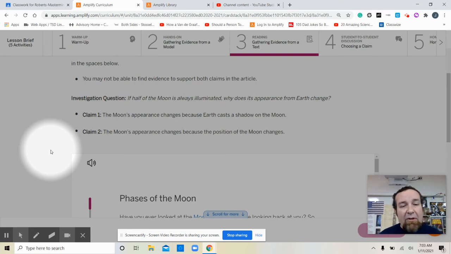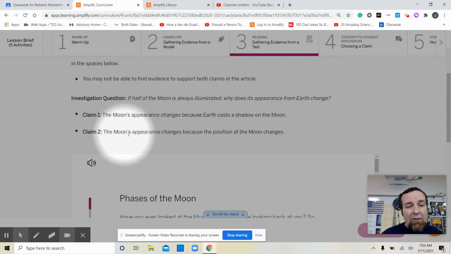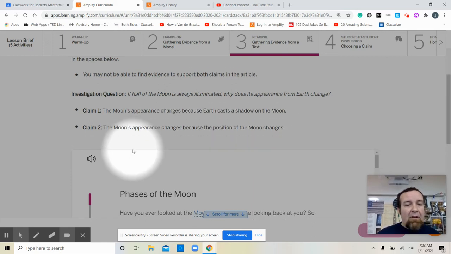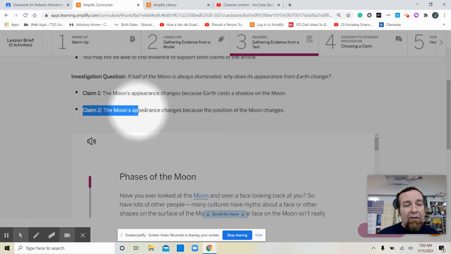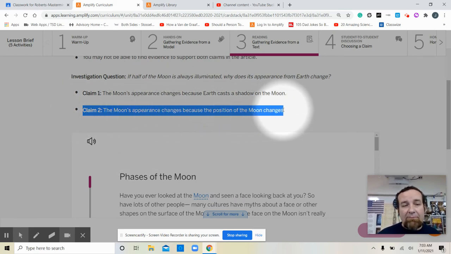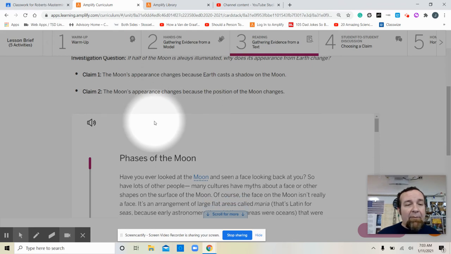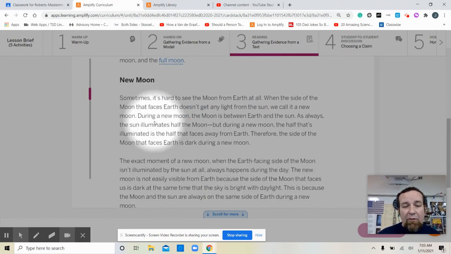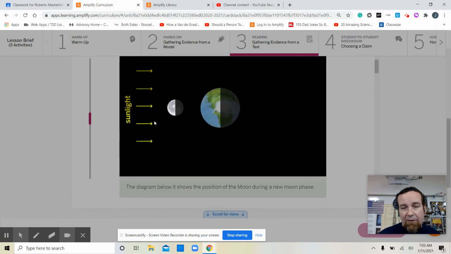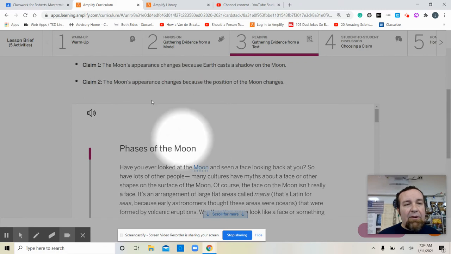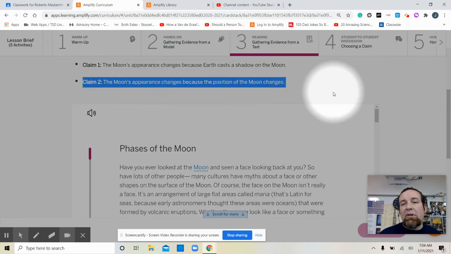Claim one is the moon's appearance changes because the Earth casts a shadow on the moon. And claim two is that the moon's appearance changes because the position of the moon changes. So I'm going to help you out here. This is the correct claim: claim number two. The moon's appearance changes because the position of the moon changes. Now, what I want you to do is go through here and reread this. Click that next button. As you reread this, see if you can find evidence that would support claim two versus claim one.